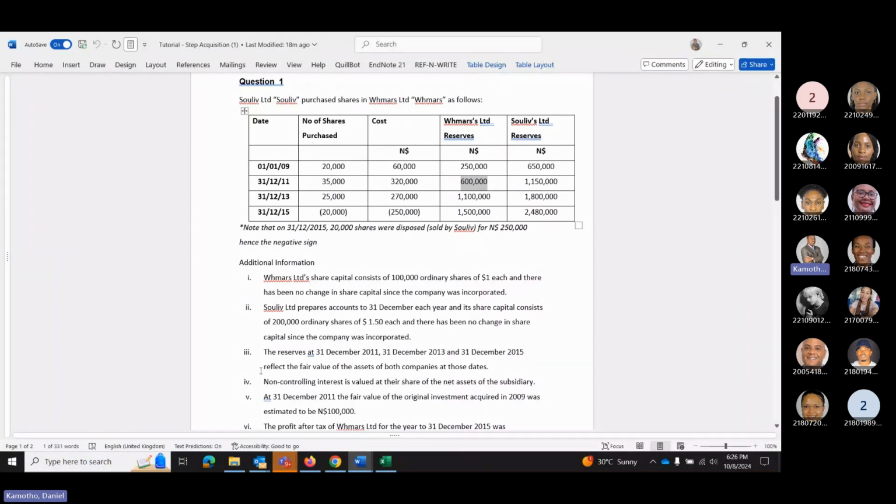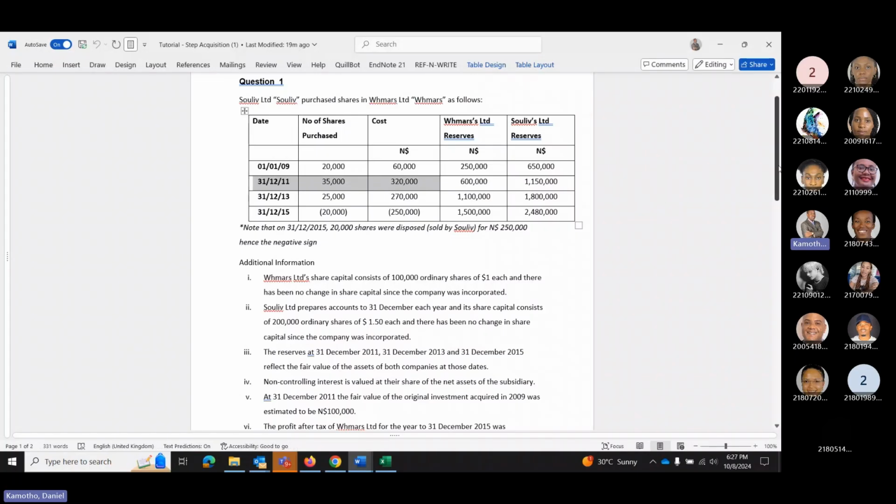So on 31st December, after they made the additional investment of 35, they now control 55. That is the date of acquisition. On the date of acquisition, what happens? We are supposed to determine the value of our assets and liabilities at fair value and introduce NCI, and those are pro forma consolidation journals. So let us introduce them. Now it has become a subsidiary on the 31st.